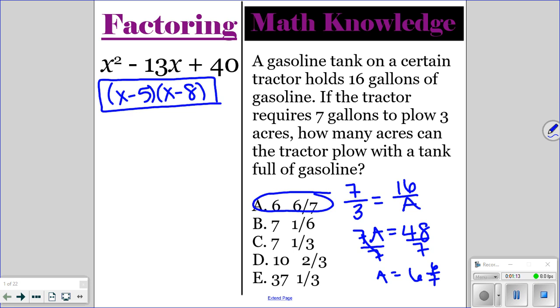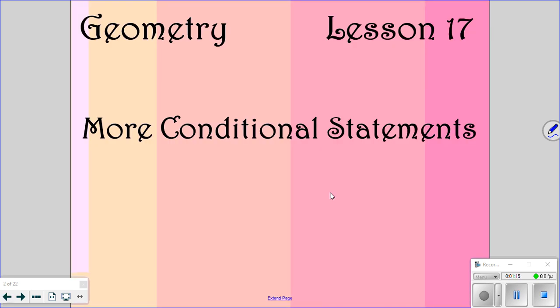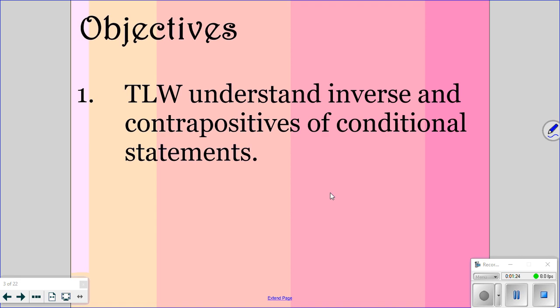Okay, so for the lesson today, we're doing lesson 17. We're going to look at more conditional statements. So we talked about conditional statements back in lesson 10, and so hopefully you'll understand inverse and contrapositives of conditional statements after today.